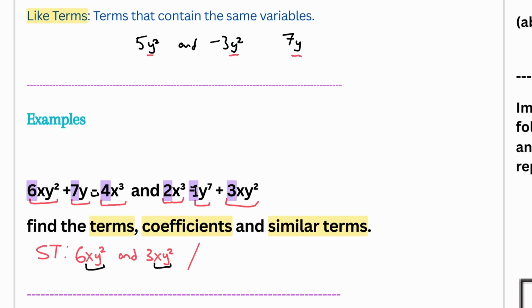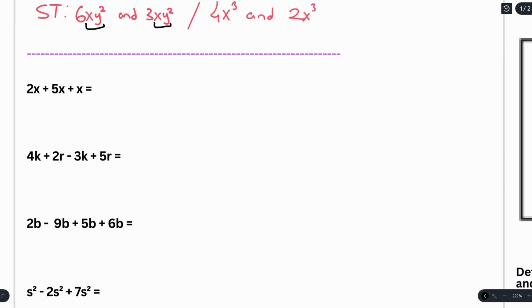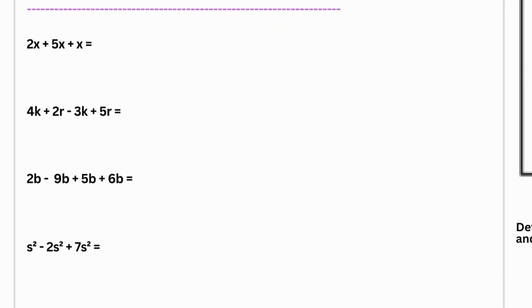Let's go to the 4x cubed. Do you see another x cubed term? Yes, I do. So we have 4x cubed and 2x cubed. They're also similar terms, and I don't see any other similar terms. Let's go to these examples.